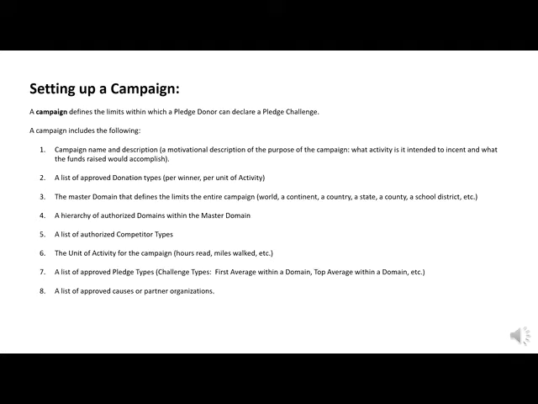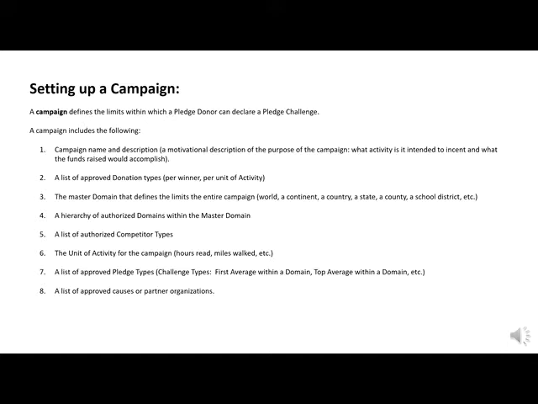Walkthrough is going to be about setting up a donation pledge challenge, but before that happens, somebody will have had to have set up the campaign itself. A campaign defines the limits within which a pledge donor can declare a pledge challenge. The campaign typically includes the following: a campaign name and a motivational description of the campaign, what's its purpose, and how the funds would be used, and so forth.